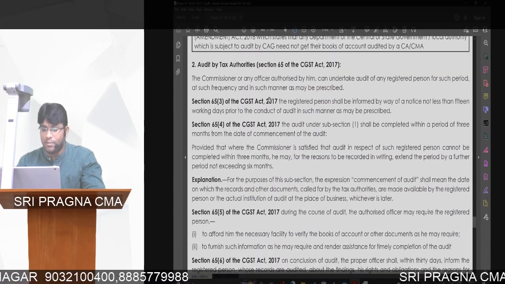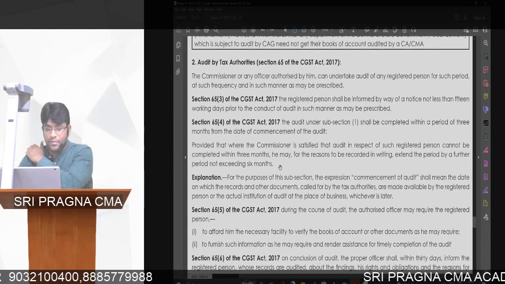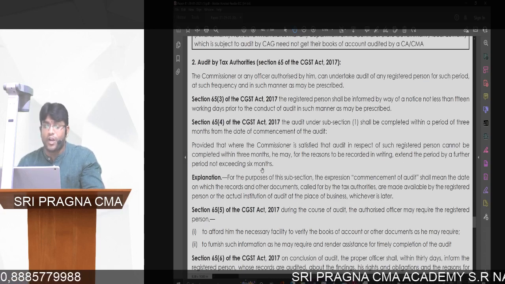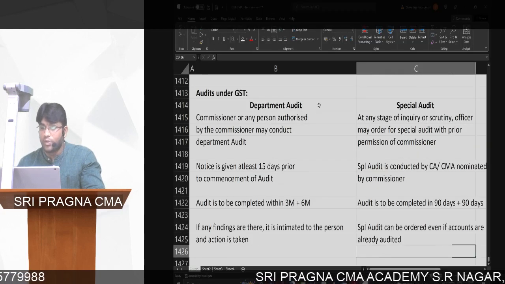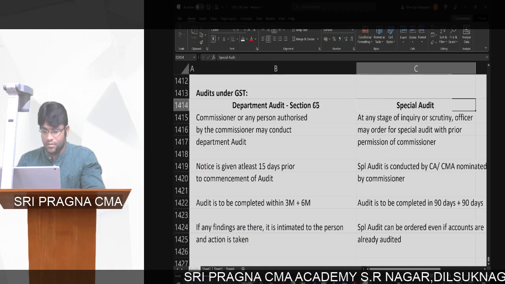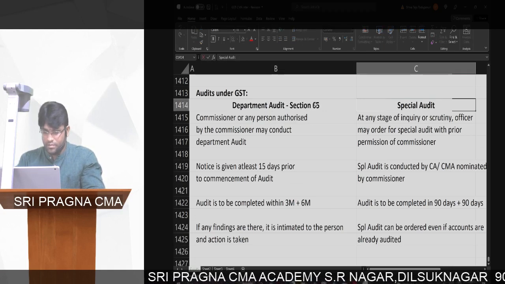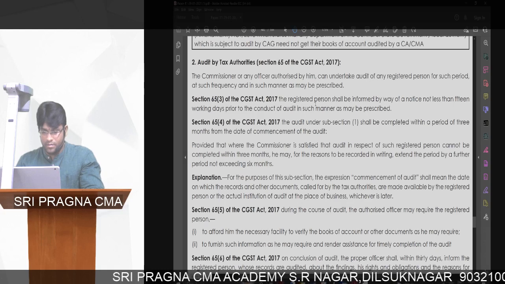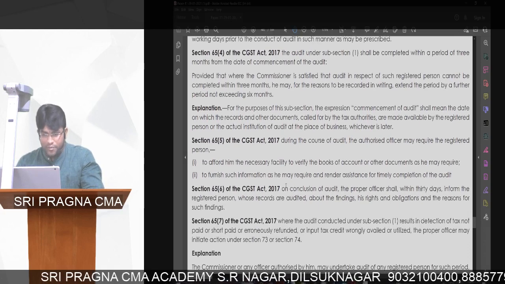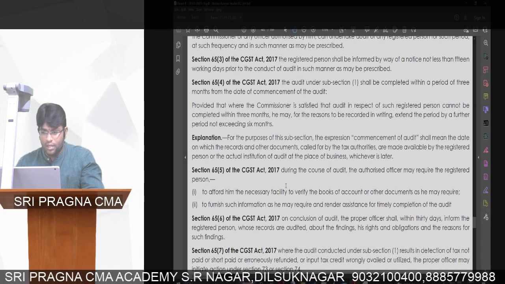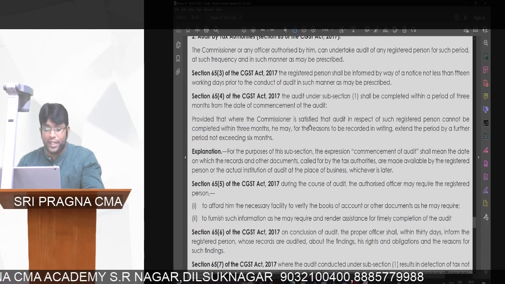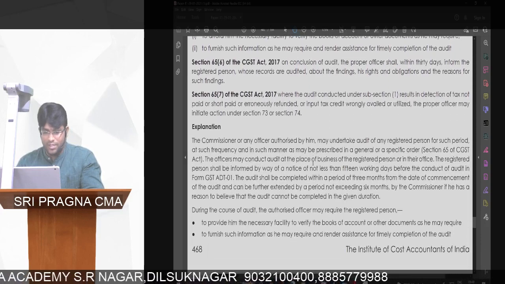This is section 65 that I was talking about. Department audits. And this is to be completed within 3 months. And he may, for reasons to be recorded, extend the period for a further period not exceeding 6 months. That is what we wrote. So, 3 months, further period not exceeding 6 months. And the 15 days point: the registered person shall be informed by way of notice not less than 15 working days prior to conduct of audit. So correct? No.